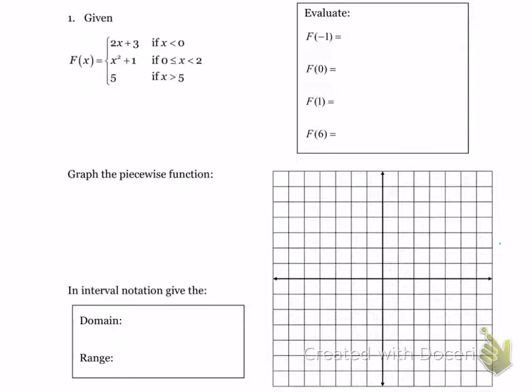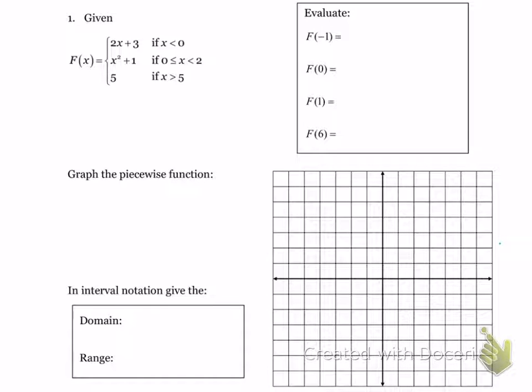A piecewise function is a set of pieces of functions that you put together to make one single function. So, if you notice in number 1, we have 3 pieces. Our first one is linear, 2x plus 3. Our second piece is quadratic, x squared plus 1. And then our third is constant, so it's just 5.